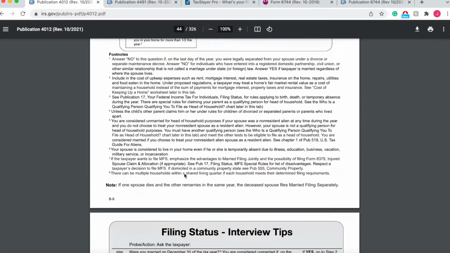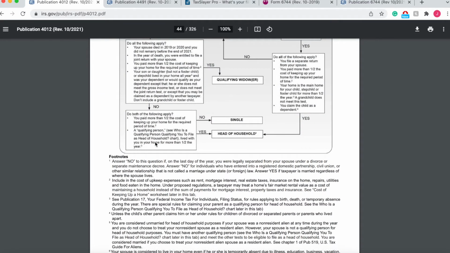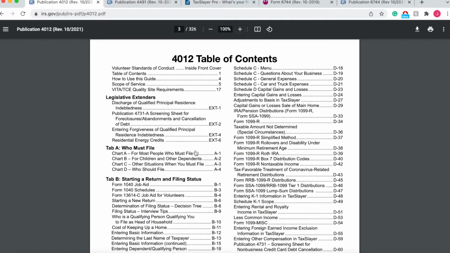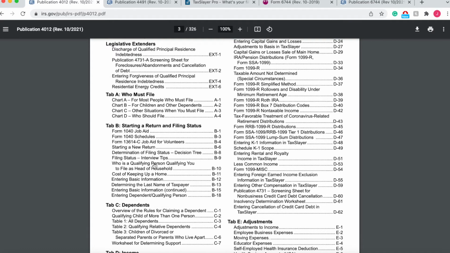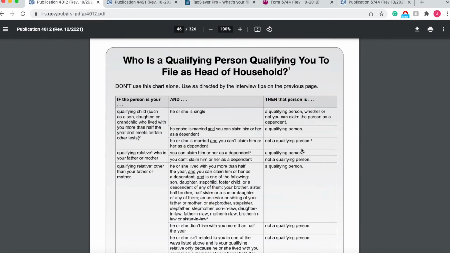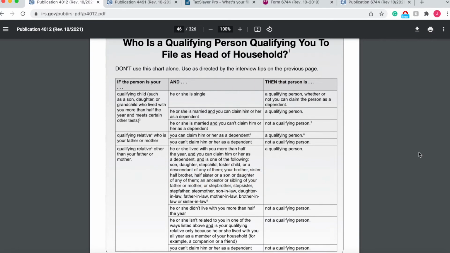And so what we're going to do now, since we see that that's important, is go ahead, come back to the table of contents, and look for who is a qualifying person for head of household, B10. It was just a page over.